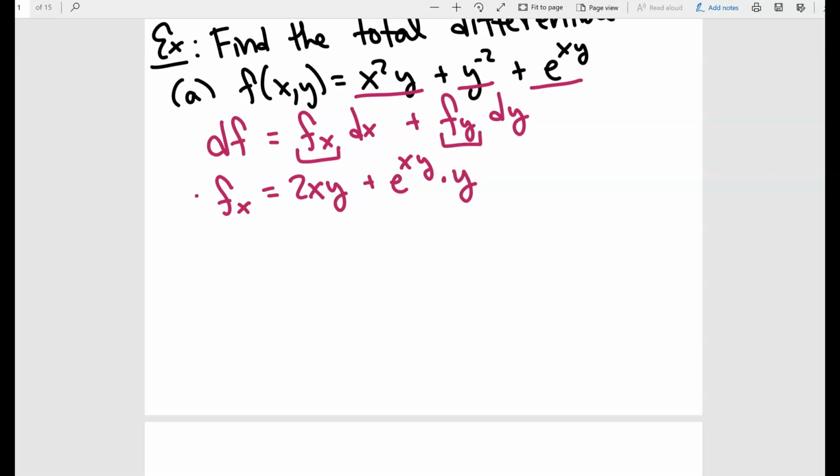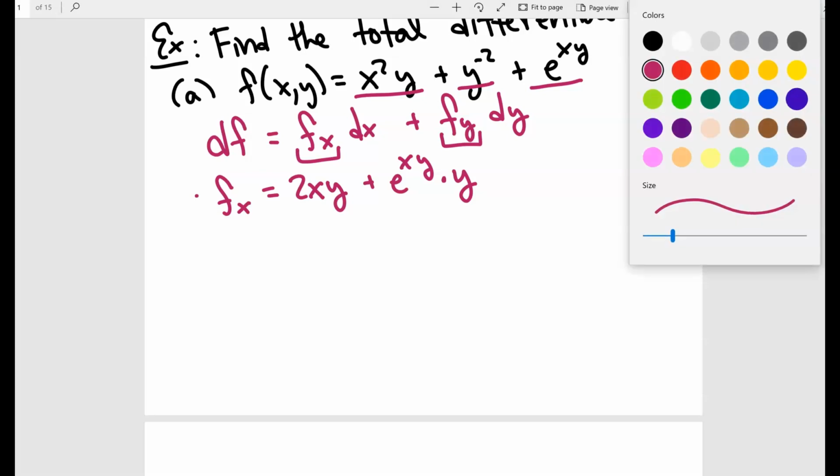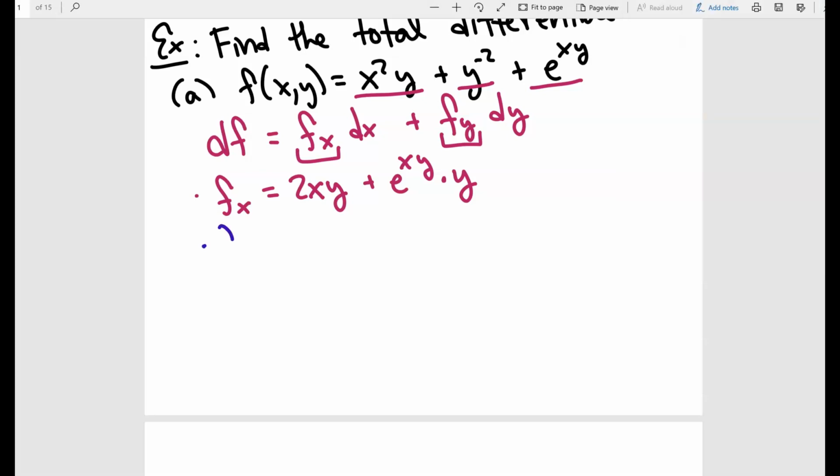Okay, and then let's figure out f sub y. Now we're going to take the derivative with respect to y. The derivative of y is going to give us 1, and we're left with an x squared. Here, because this is y to the negative 2, let's take the derivative of that. That's going to give us negative 2y to the negative 3. And the same thing with the other one is going to be plus e to the xy times x.